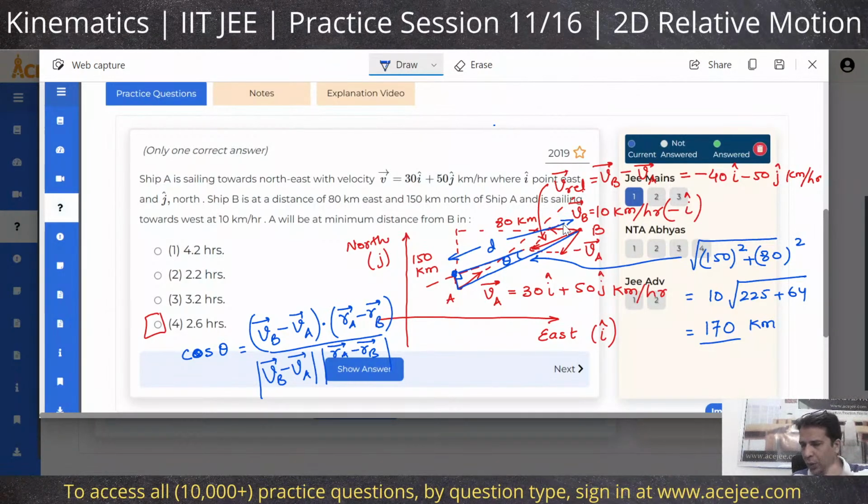Manan, are you able to follow how we are doing it when you active motion? Yes, sir.